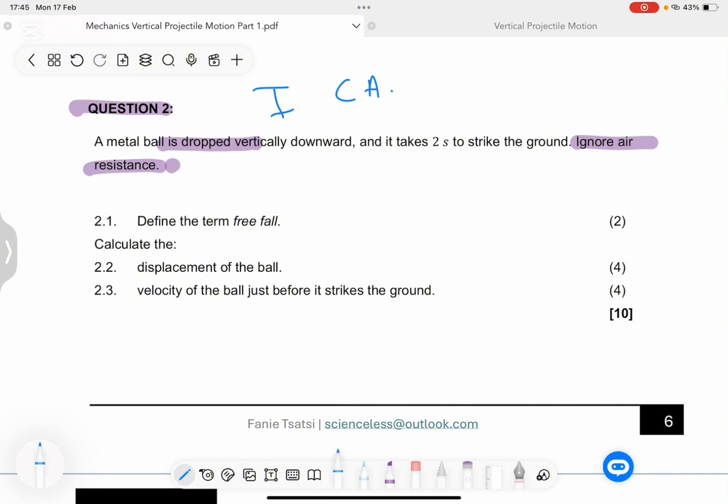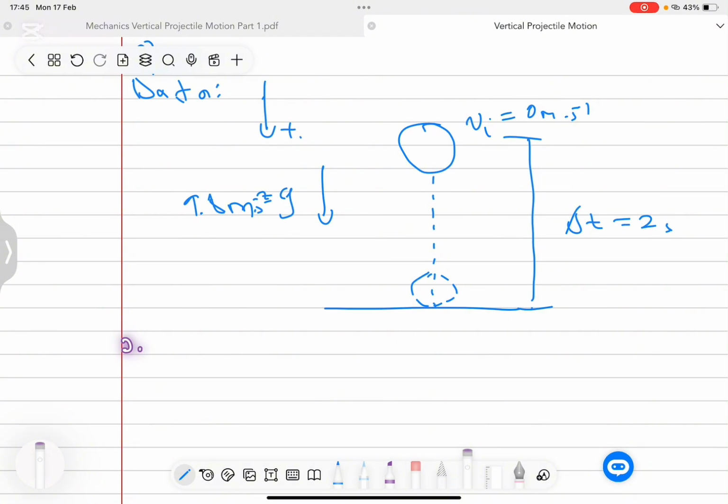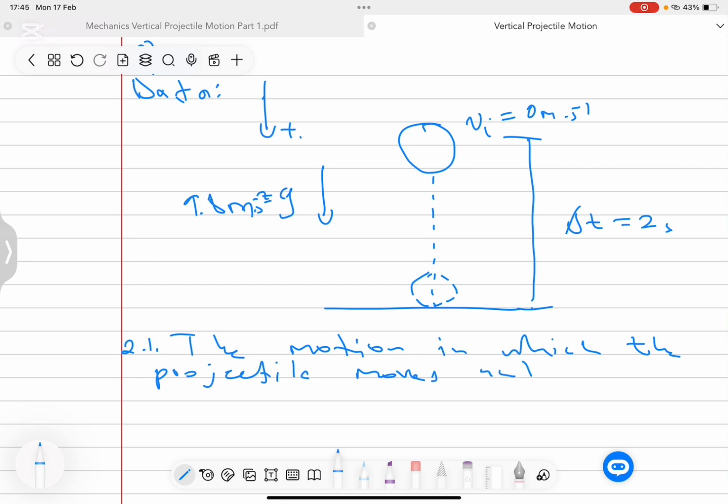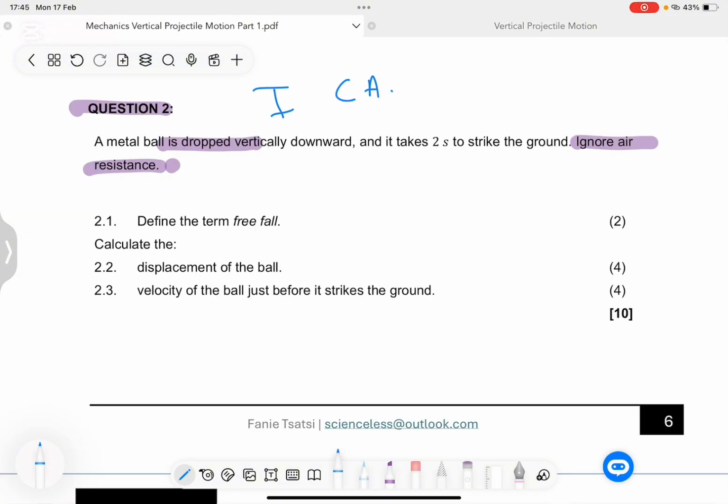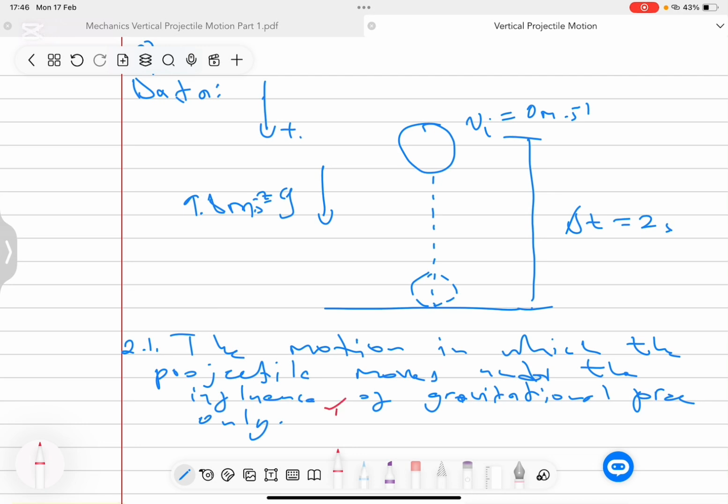Now that means I'm ready to answer this question. Question 2.1 says to us, define the term free fall. Now we said that free fall is the motion in which the projectile moves under the influence of gravitational force only. And this will give you 2 marks. So if you write everything correctly there, they give you 2 marks.